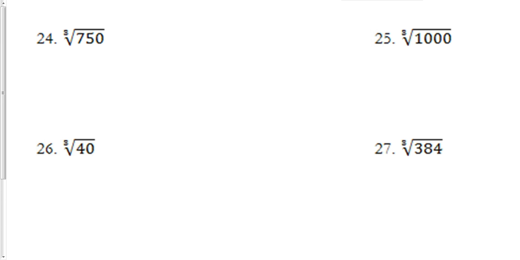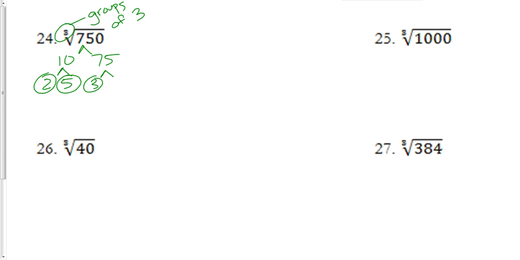Finish up with some cubed roots. Remember, with the cubed roots, we're looking for groups of 3, no longer pairs. So 750 breaks down as 10 and 75. 10 is 2 and 5. 75 is 3 and 25. 25 is 5 and 5. So here we've got the cube root of 2 times 3 times 5 times 5 and times 5.